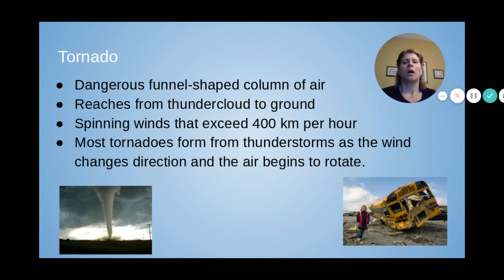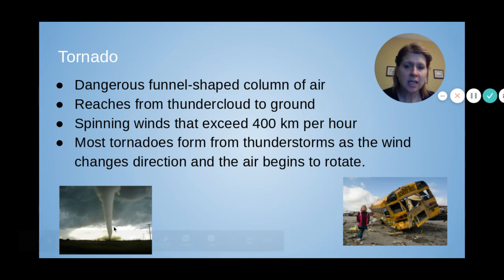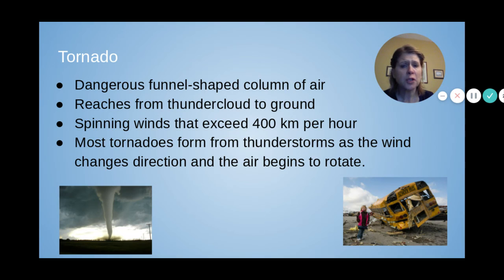Tornadoes. Tornadoes are dangerous funnel-shaped clouds in the air that reach from thunderclouds or cumulonimbus clouds to the ground. And if you look here, here's our cumulonimbus cloud, and a tornado is coming out of that cloud, spinning at in excess of 400 kilometers per hour. Most tornadoes form from thunderstorms as wind changes directions and begins to rotate. They are very dangerous.